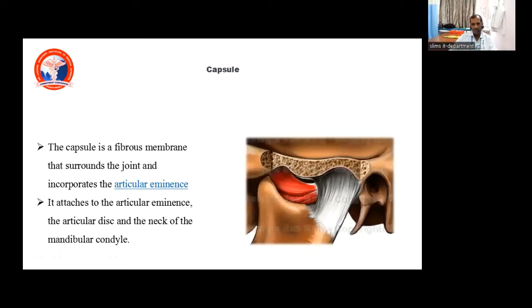Now, the next prominent part is your capsule. The capsule is a fibrous membrane that surrounds the joint and incorporates the articular eminence. When you see the capsule, it is attached to the articular eminence anteriorly, and to the articular disc and the neck of the condyle. This is how the capsule is related to the temporomandibular joint.